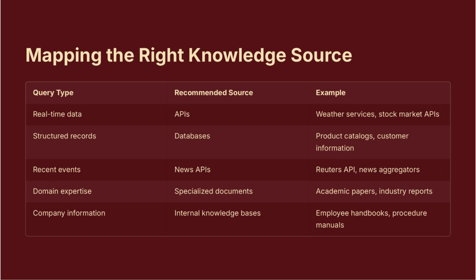Structured records are best sourced from databases such as product catalogs. For recent events, news APIs like Reuters are recommended. Domain expertise requires specialized documents, including academic papers. Company information should be drawn from internal knowledge bases such as employee handbooks.